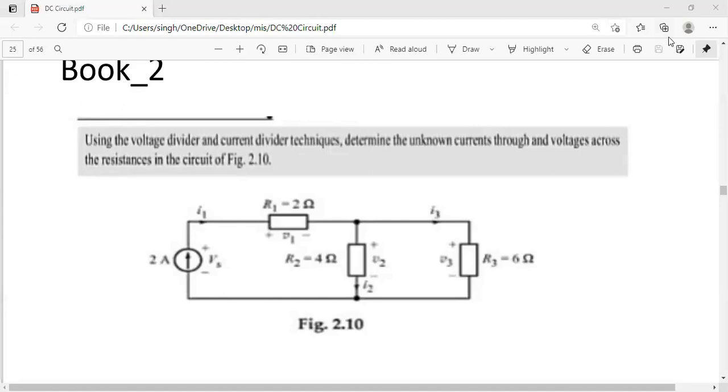Okay, we'll solve. Few of you have answered this. Okay, so when we see this circuit, let's try to make this circuit more simple.